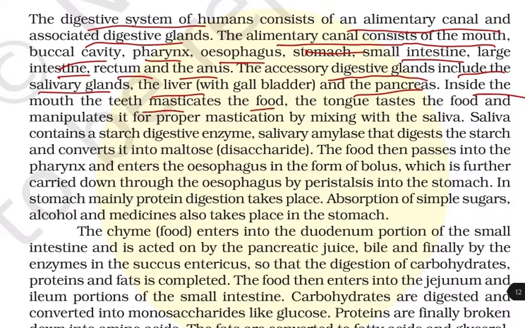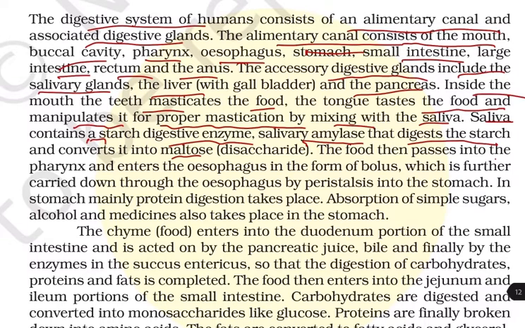Inside the mouth, the teeth masticate the food, and the tongue tastes the food and manipulates it for proper mastication by mixing with the saliva. Saliva contains a starch digestive enzyme, salivary amylase, that digests the starch and converts it into the disaccharide maltose. The food then passes into the pharynx and enters the esophagus in the form of a bolus, which is further carried down through the esophagus by peristalsis into the stomach.